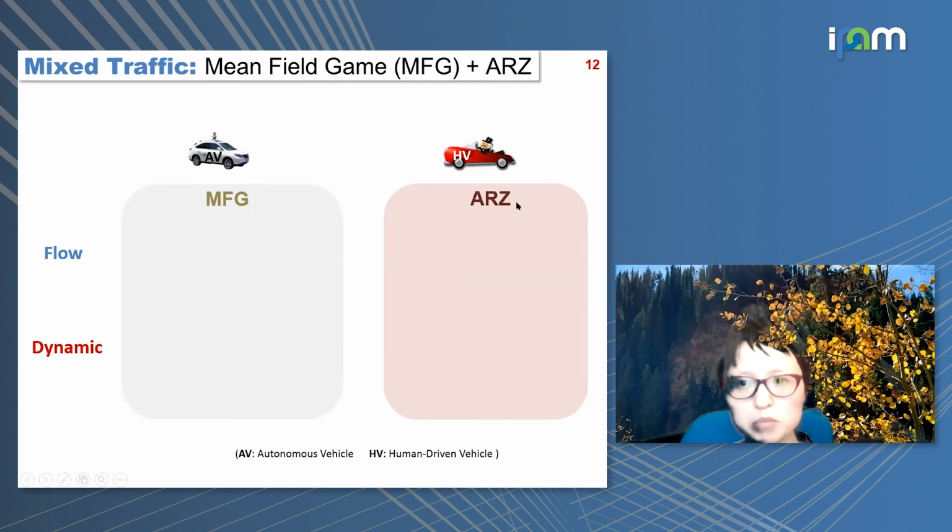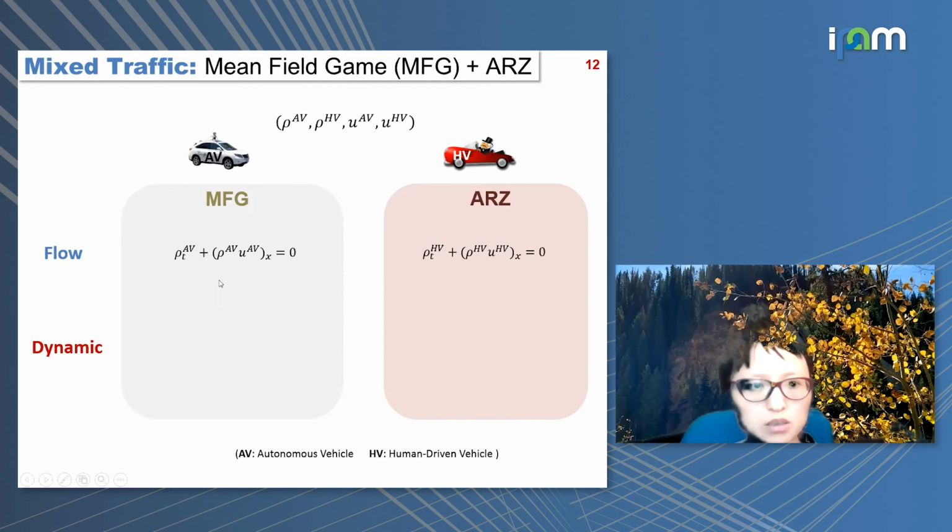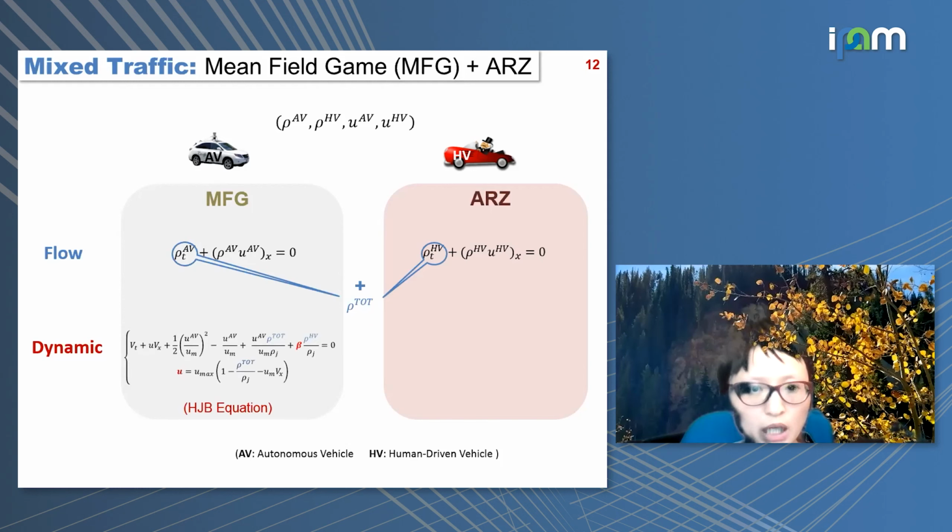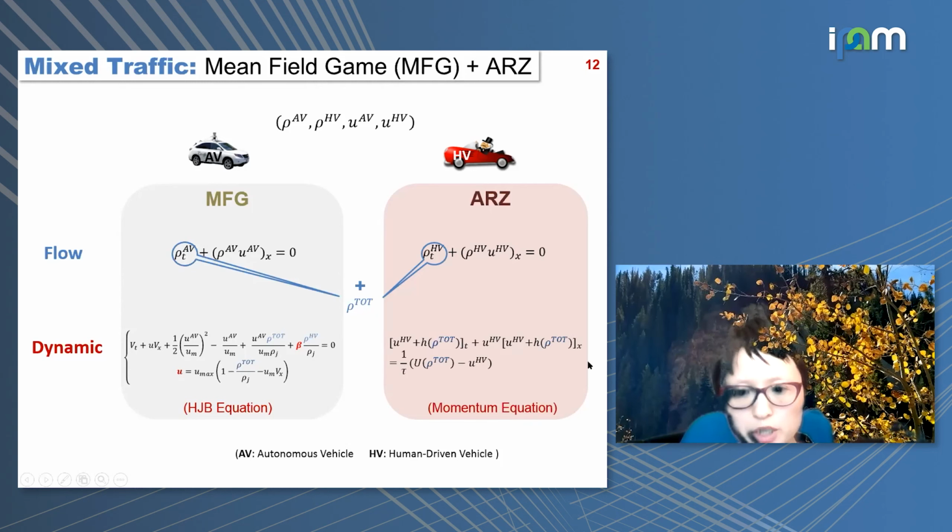And we use the ARZ model, which is a second order traffic flow model, to control HV. These are the variables of interest. They share the same flow conservation equation, so each class of vehicle has conserved density, and their total is called rho total. And for the mean field game, we need to solve the dynamical HJB equation. Here we add this beta parameter, a sensitivity parameter in response to the HV density. And ARZ is the momentum equation we use here.